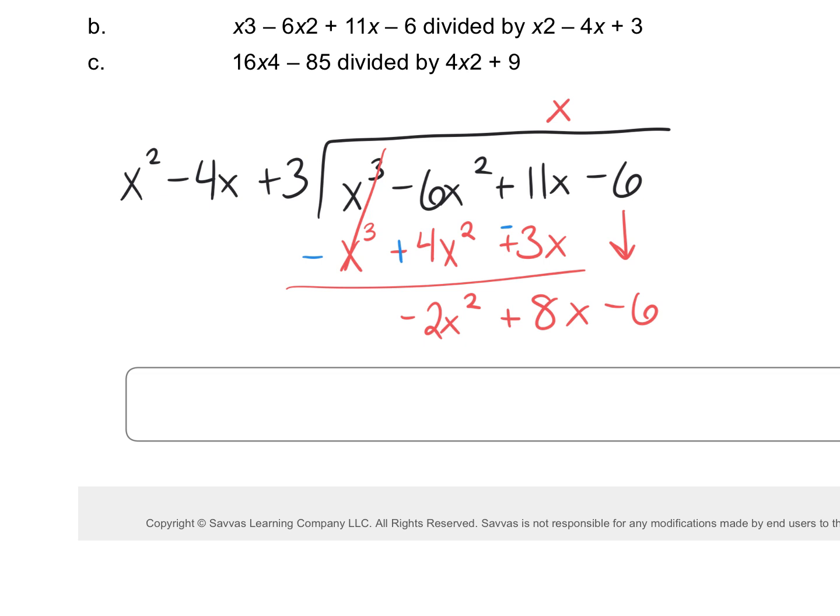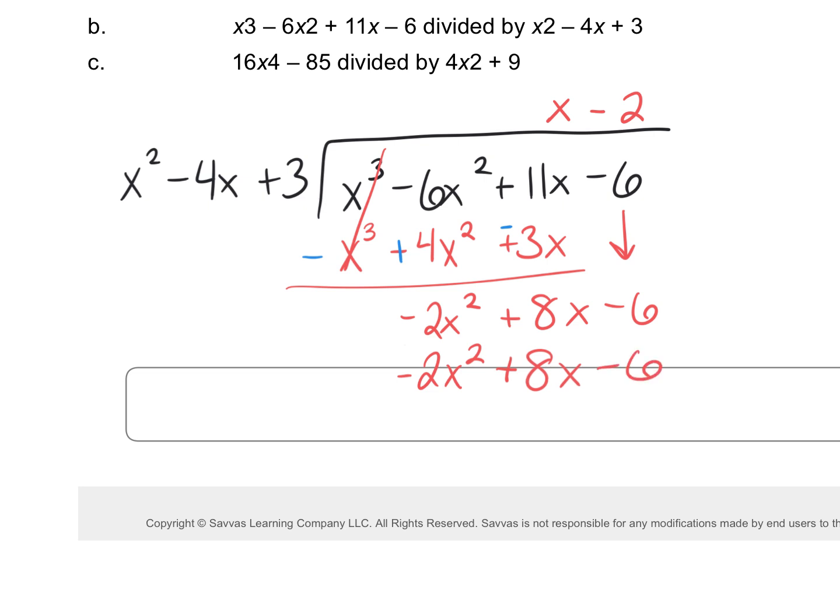Okay, now, how can I turn x squared into negative 2x squared? What is it missing? It's missing a negative 2. That's it. What do I do now? You multiply. Negative 2 times x squared, negative 2x squared. Negative 2 times negative 4x, positive 8x. And then negative 2 times 3, negative 6.